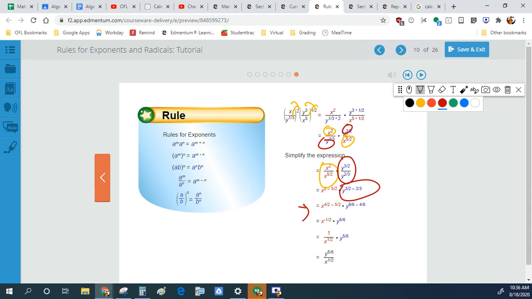So if you guys have trouble with fractions, let me know, and we can spend some time on it during an appointment or something.